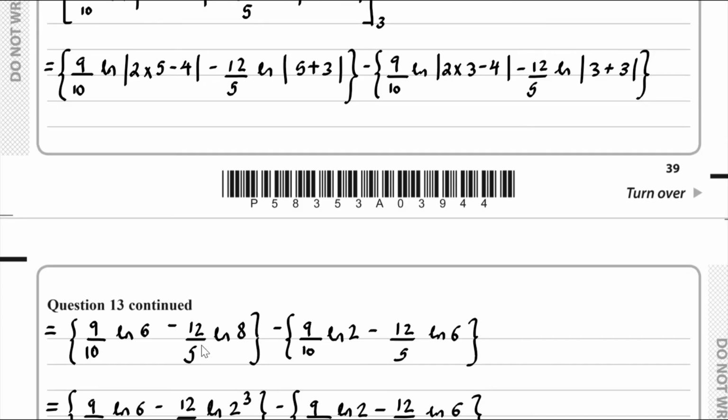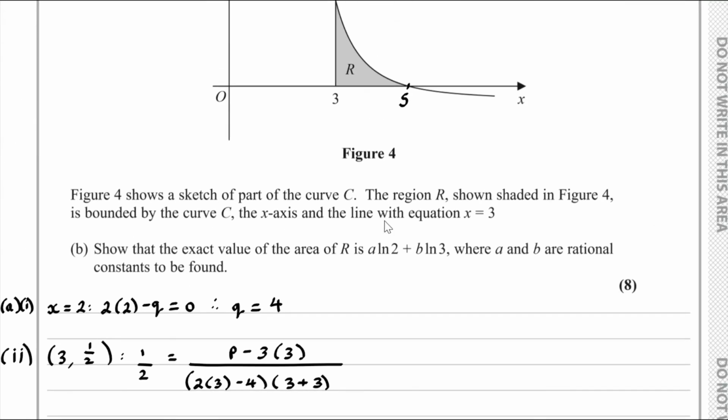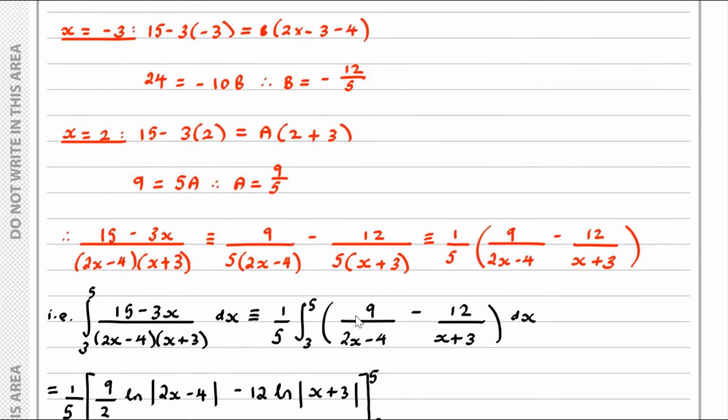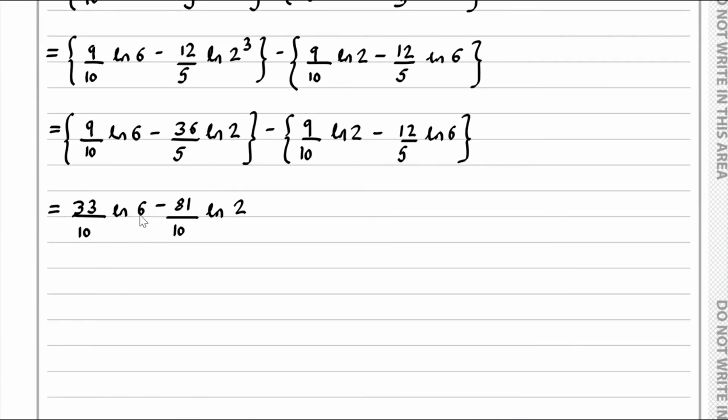And the idea is, if you go back to the question, we want to express this in the form a times the natural log of 2 plus b times the natural log of 3. And hopefully you can recognize 6 over here we can rewrite as 2 times 3. So we have 33 over 10 times the natural log of 2 times 3 minus 81 over 10 times the natural log of 2. And when we multiply in the brackets, we add the logs.